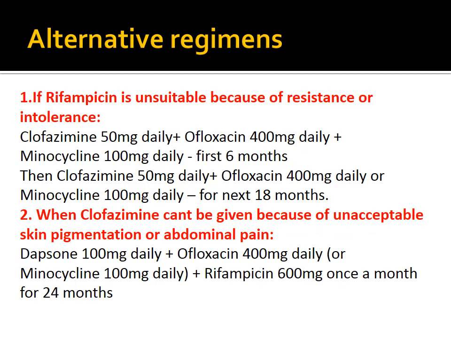Now coming to the alternative regimens. These alternative regimens are of three types. First is when rifampicin is unsuitable because of resistance or intolerance. If there is a resistance or there is an intolerance, what is the regimen? First is Clofazimine 50 milligram daily. Okay. Here we are not giving the loading dose. Here Clofazimine 50 milligram daily. Now we will not give the rifampicin here. So we are giving Ofloxacin 400 milligram daily and Minocycline 100 milligram daily.